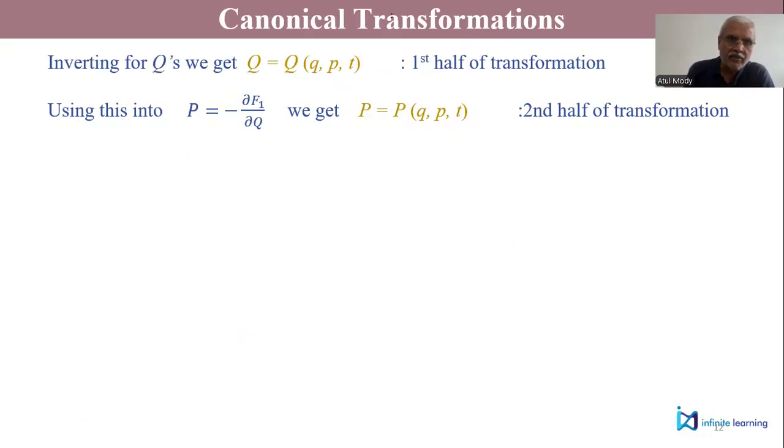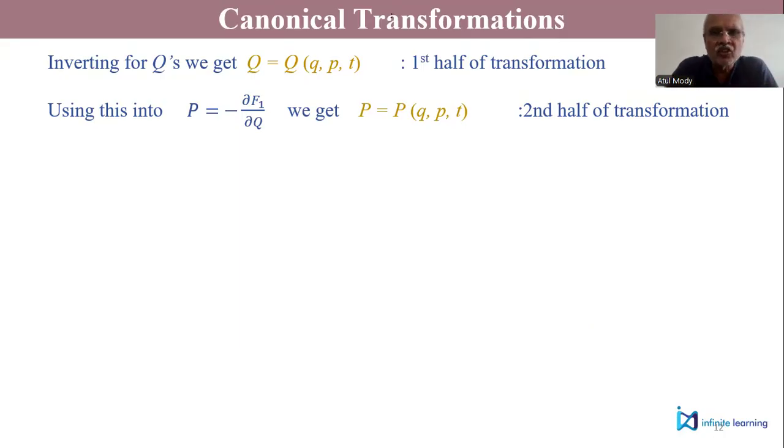So inverting for Q's, your new coordinate is a function of old coordinate and old momenta. And using this new coordinate and F1, you can find new momentum as minus dou F1 by dou Q, so that you get new momentum as a function of old coordinate and old momentum. So the first line shows you the first half of the transformation, the second line is the second half of the transformation.